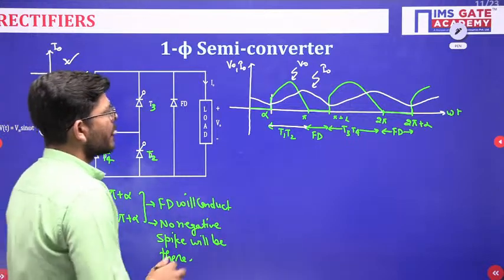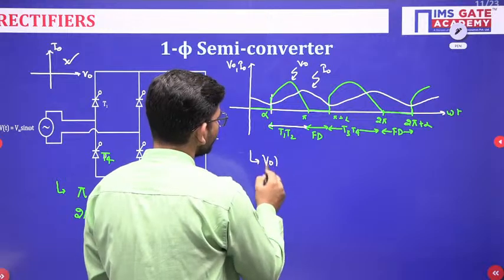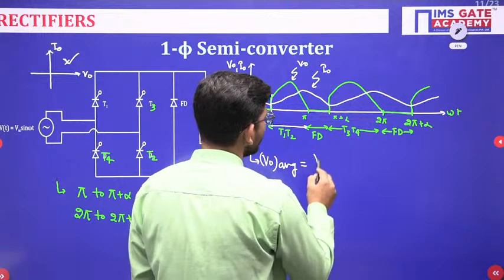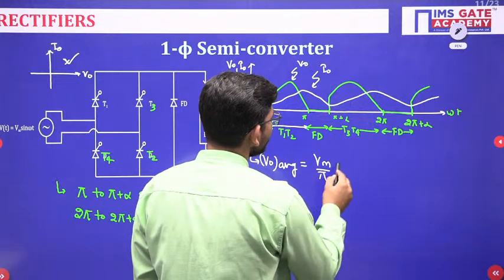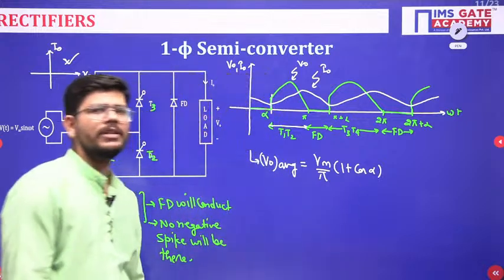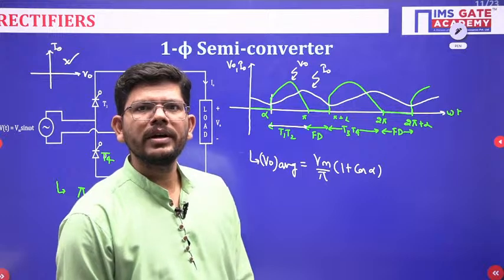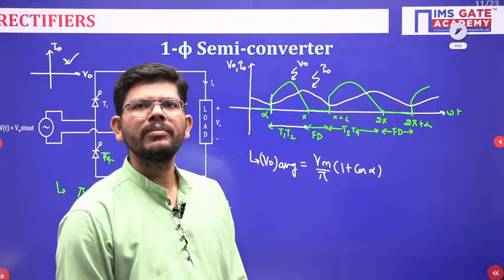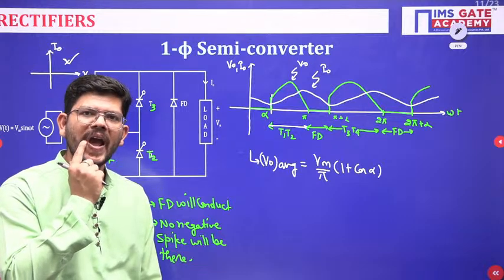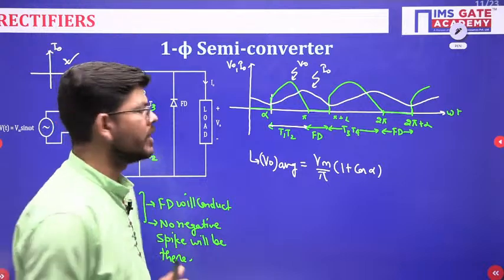Now just see, this will be the waveform. Now if we calculate the average voltage, V naught average, what will it be? V naught average will be Vm by pi times (1 plus cos alpha). Okay, and the RMS value. Sir, how will we draw the waveform of SCR and diode? We will draw the SCR and diode current waveform in a moment, just wait.